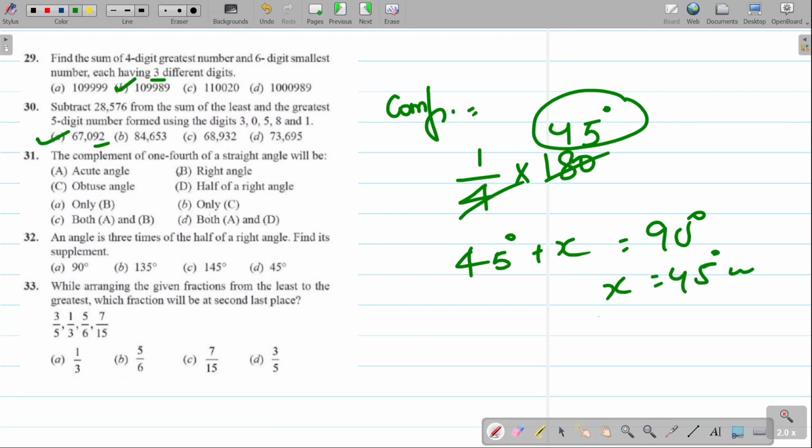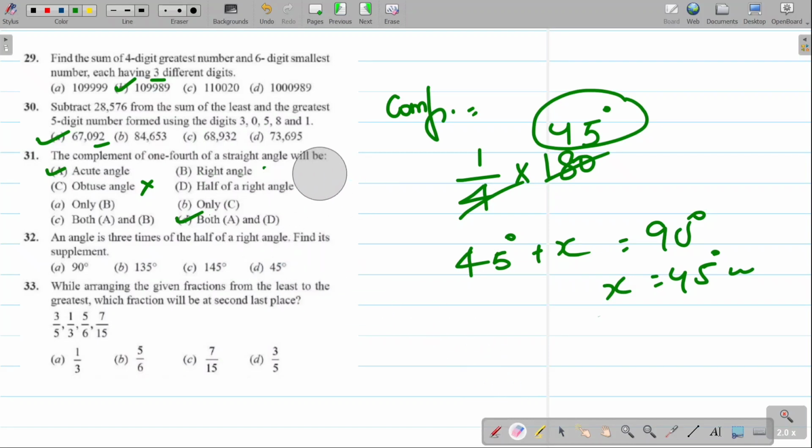Now let us look at the options. 45 is actually an acute angle. Yeah, it is an acute. It is not a right angle. No. Obtuse. No. Half of right angle. Yes, it is. So we need to look into the options. Option number D says both A and D, and it is quite correct.